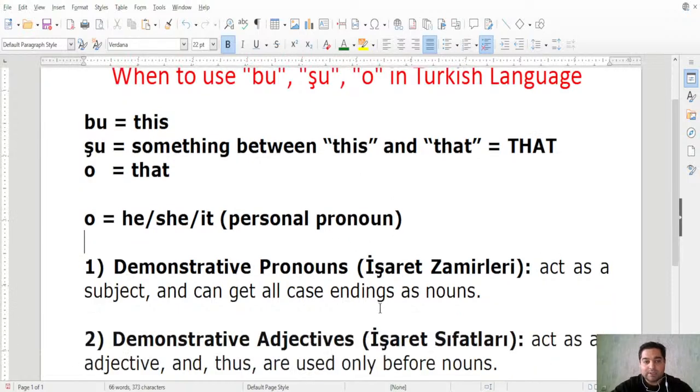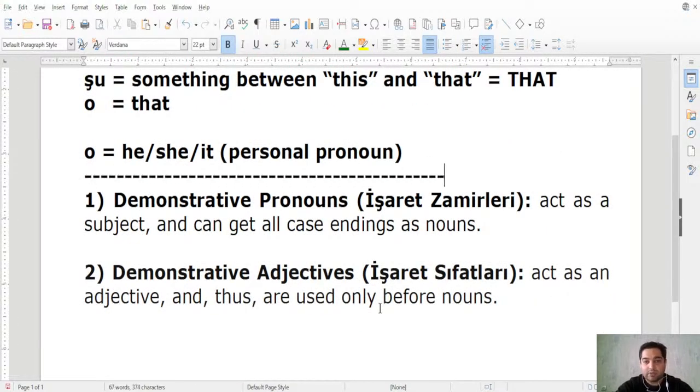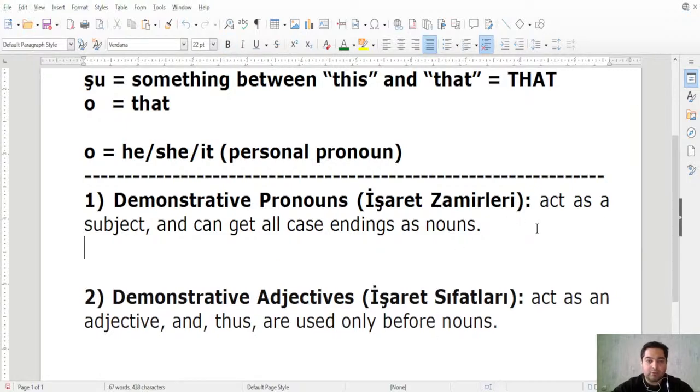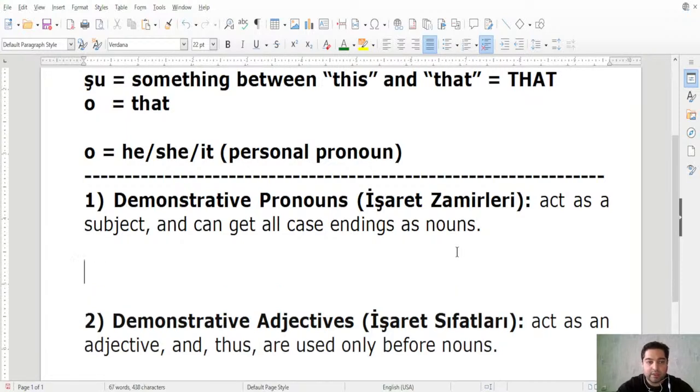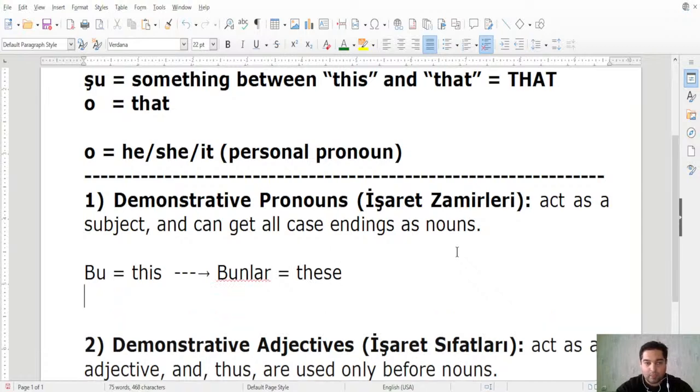So let's go and now see how we use demonstrative pronouns bu, şu, o, as well as demonstrative adjectives bu, şu, o. So let's go with the demonstrative pronouns. Here, as we said, bu means basically this, right? Bu is this. And it can also be plural, okay? So it can also be bunlar, which means these, okay? Bunlar.